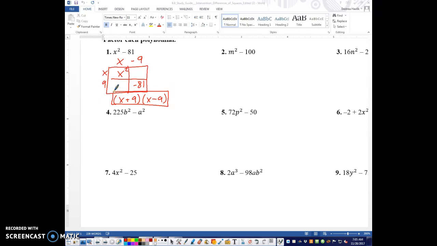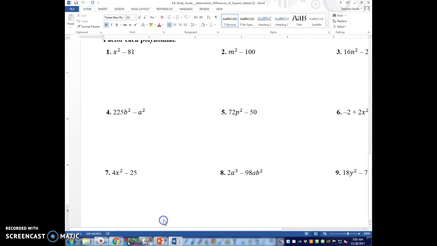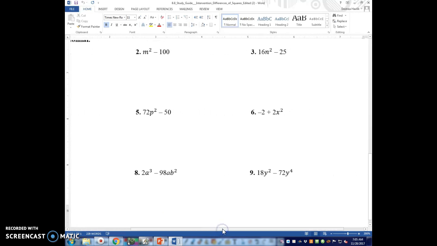All right, so let's look at number 3. We have 16n squared minus 25. You can split this up in the box. 16n squared minus 25. Well, we know 5 and 5 makes 25.